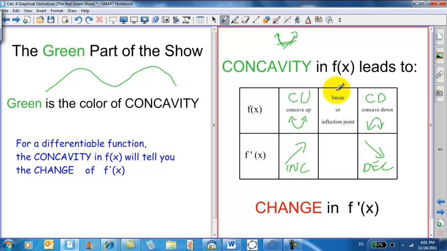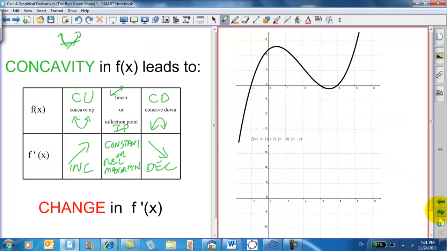And if the function's neither concave up nor concave down, that means it's either linear, in which case the derivative is constant, or you've got an inflection point, IP, in which case you reach a relative max or min on the derivative. And let's see how that works here in our next example.